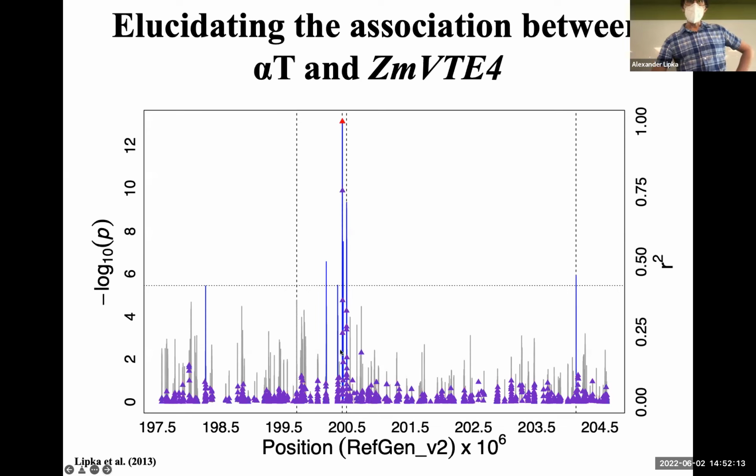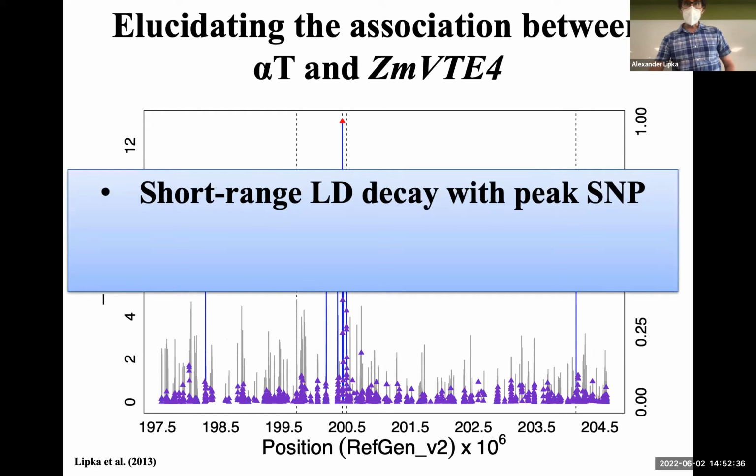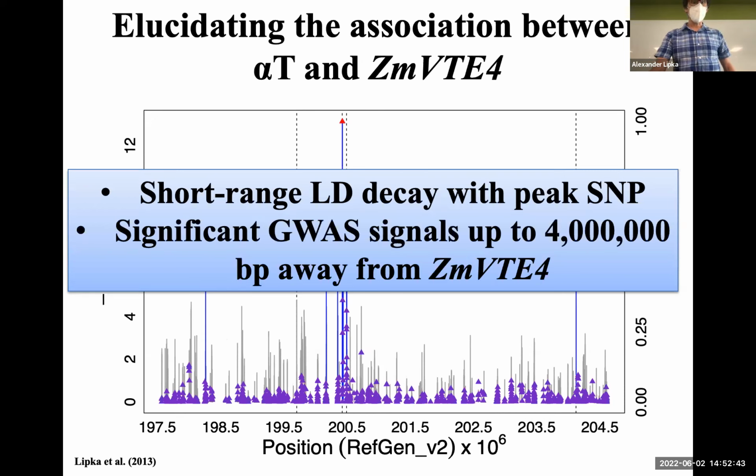So we're seeing, in contrast to soybean, a substantial decay in linkage disequilibrium, but nevertheless, over here at 198.5 times 10 to the 6 BP, we see something statistically significant, and we also see something else statistically significant out here. So what we are seeing is short range LD decay with our peak SNP, right? But we're still seeing statistically significant signals up to 4 million base pairs away from our peak association.